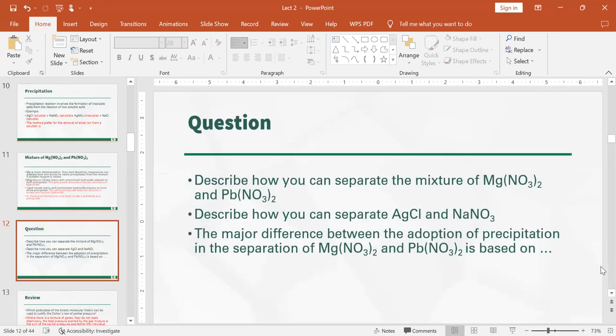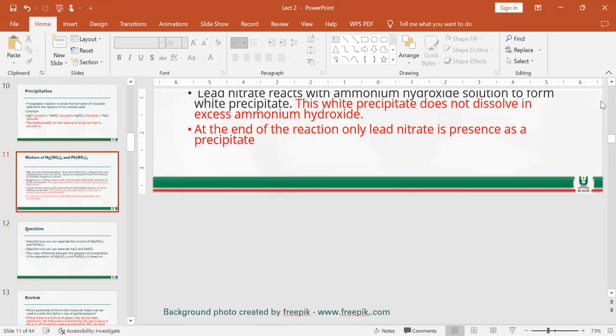So the question: describe how you can separate the mixture of magnesium nitrate and lead nitrate by precipitation. Describe how you can separate silver chloride and silver nitrate. That is still by precipitation. The major difference between the adoption of precipitation in the separation of magnesium nitrate and lead nitrate is based on, see the answer for yourself.